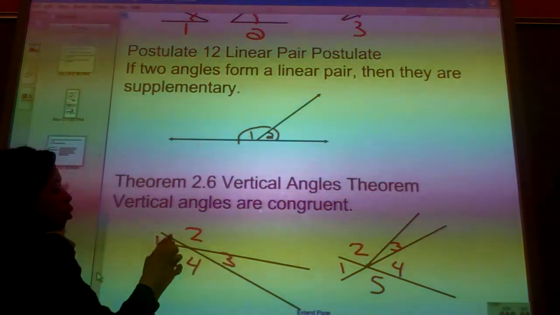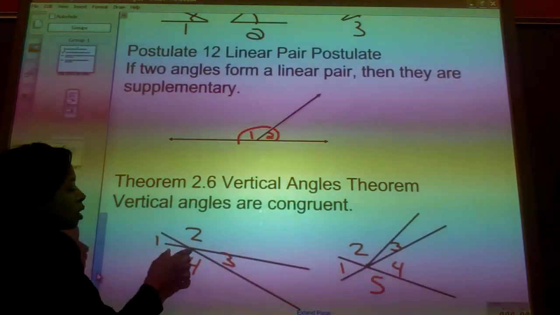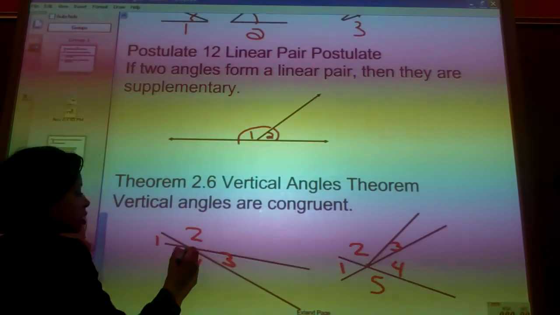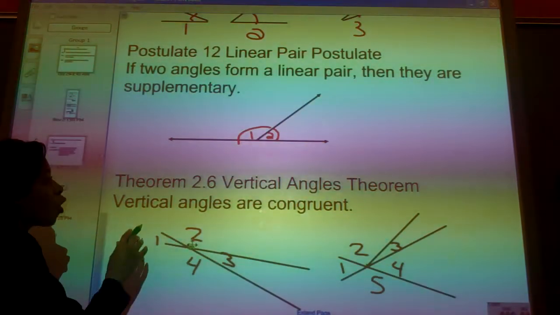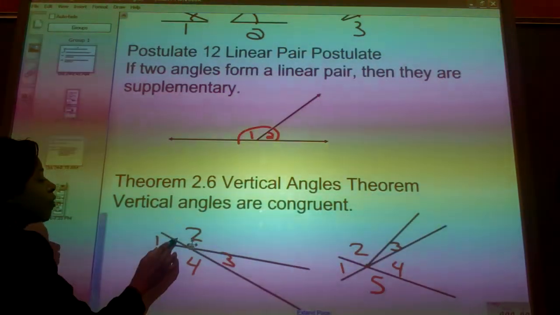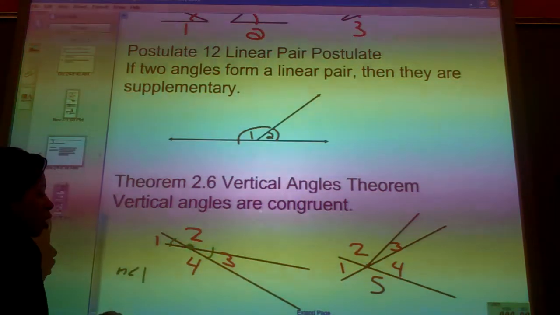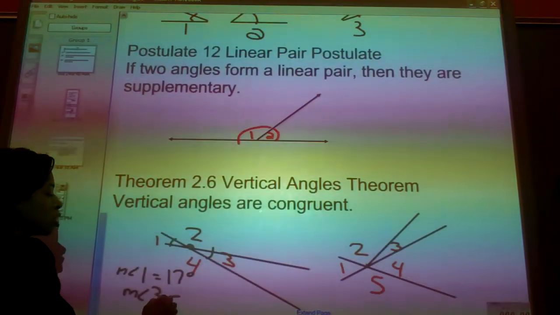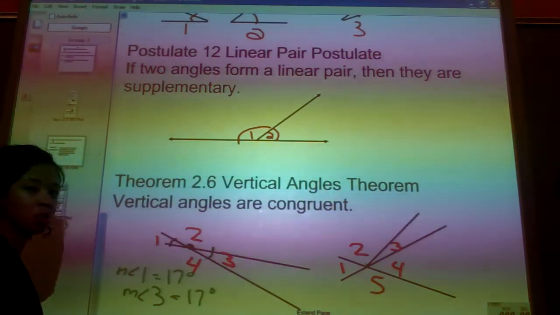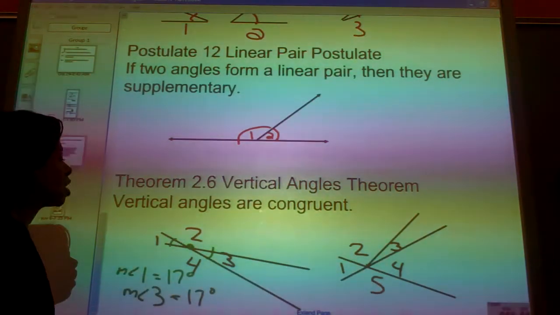Linear pair, when you have two lines that intersect, for example, like we have here, they'll have a vertex at this particular point. Angles 1 and 3 form a vertical angle, and vertical angles are congruent. So if the measure of angle 1 is equal to 17 degrees, that means that the measure of angle 3 is also equal to 17 degrees. You need to go back to your chapter 1 notes and review about vertical angles and the rules.